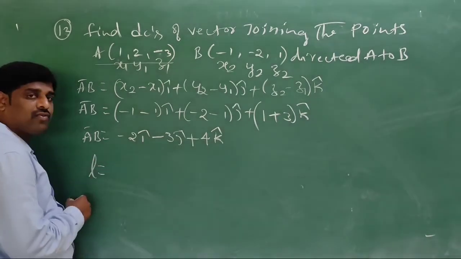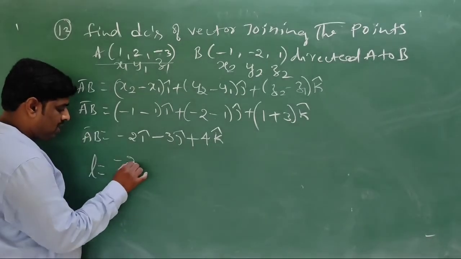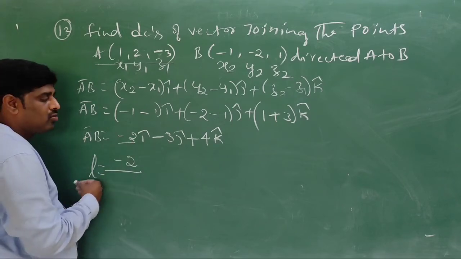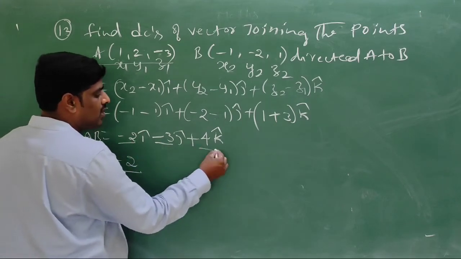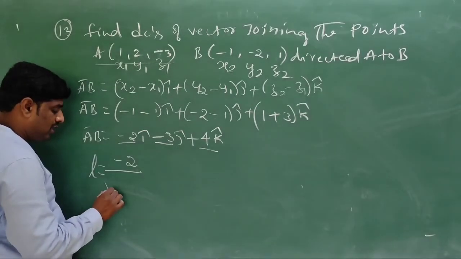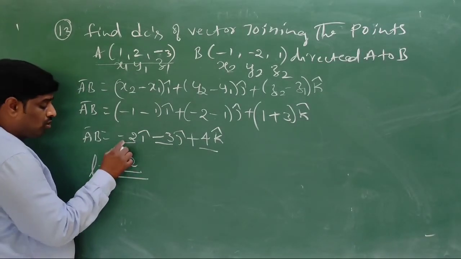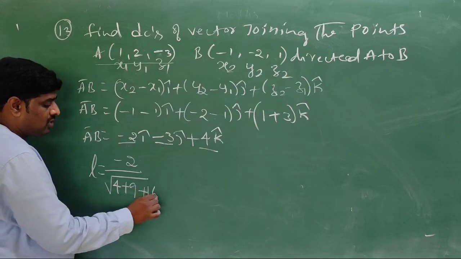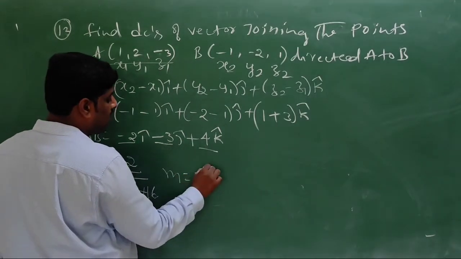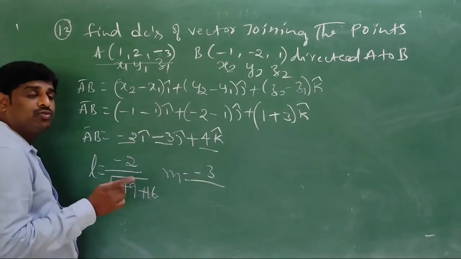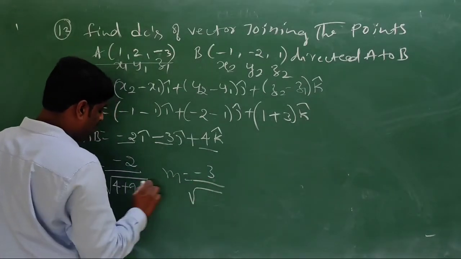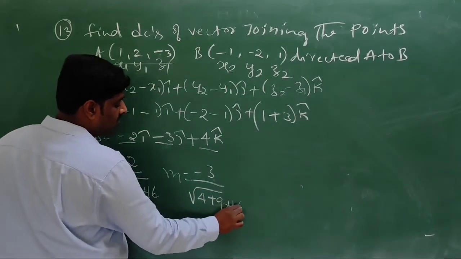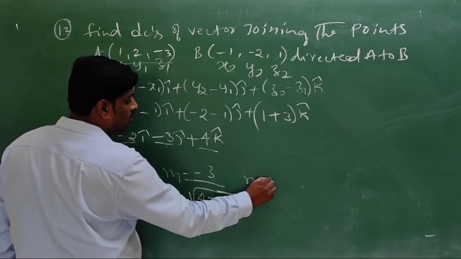I will take the direct formula. l is equal to a divided by the square root of a square plus b square plus c square. Here a value is -2, b value is -3, c value is 4. So -2 divided by the square root of (-2) whole square, which is 4, plus (-3) whole square, which is 9, plus 16. m is equal to -3 divided by the square root of 4 plus 9 plus 16. n is equal to plus or minus 4 divided by the same.